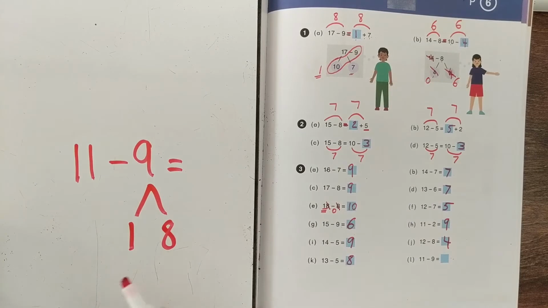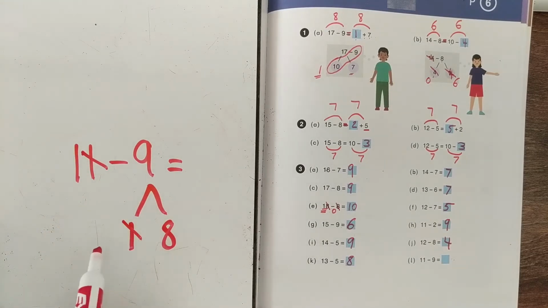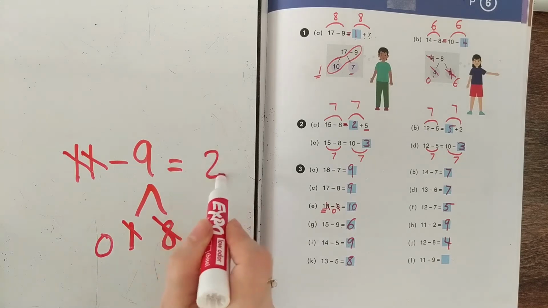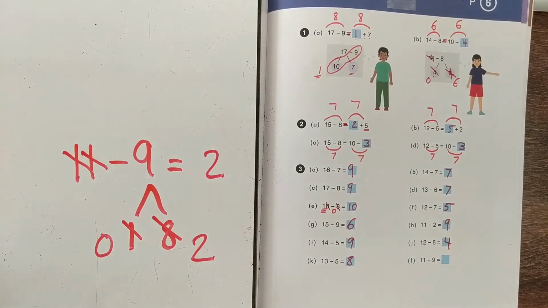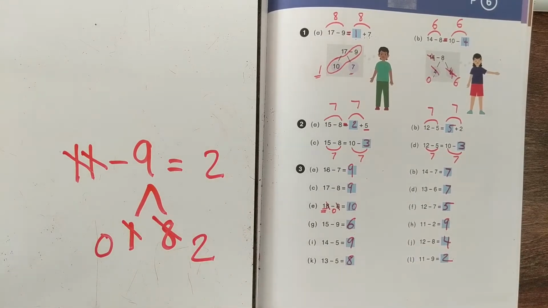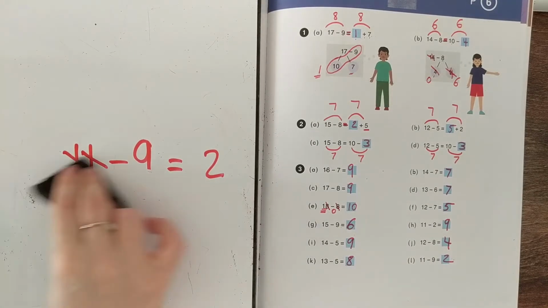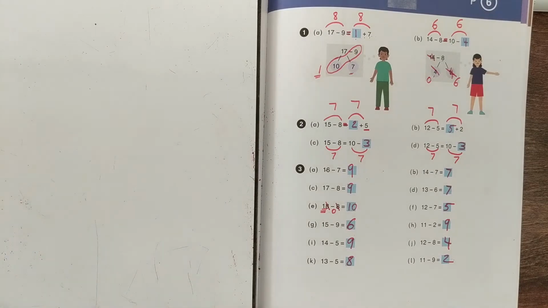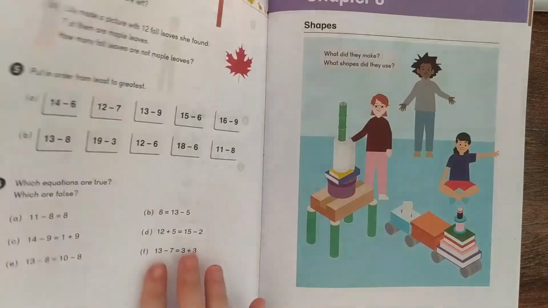Now we can subtract. 1 minus 1 is 0. 10 minus 8 is 2. And our answer is 2. Perfect. Now we can go to the very last page of this chapter. Oh, this is so exciting. This was really good practice.